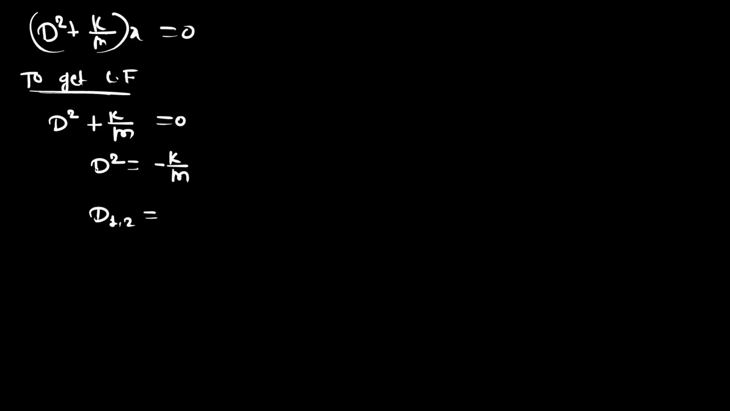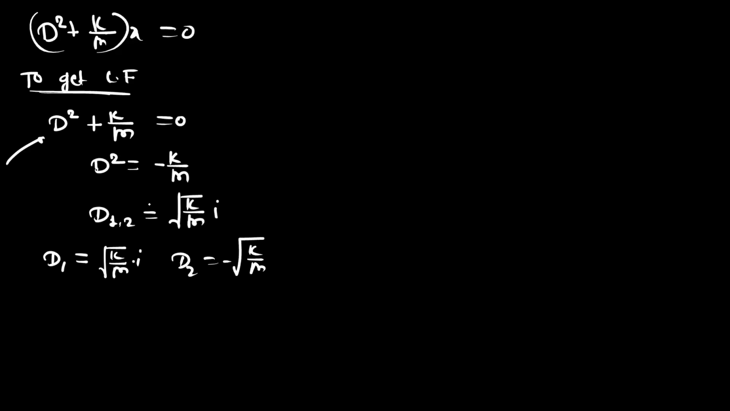This is negative, so when we take the square root it will become a complex number. So I will write this as root k by m into i, where i is the square root of -1. So the first root for this equation, D1, is a positive value, root k by m into i, and D2 is minus root k by m into i. So basically D1 and D2 are plus or minus i.